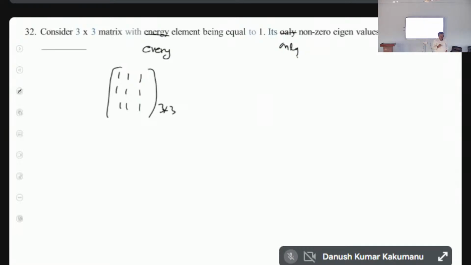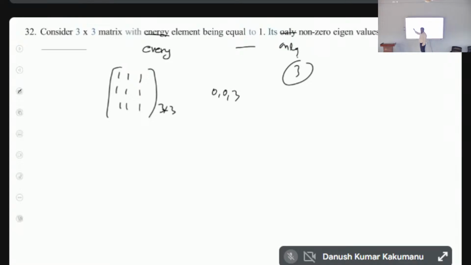What is the non-zero eigenvalue of this? Only one non-zero eigenvalue is what? 0 0 3. 3 is the non-zero eigenvalue. What are the eigenvalues of this one? 0 0 3. It's not 1 1 1. 0 0 3 are the eigenvalues.